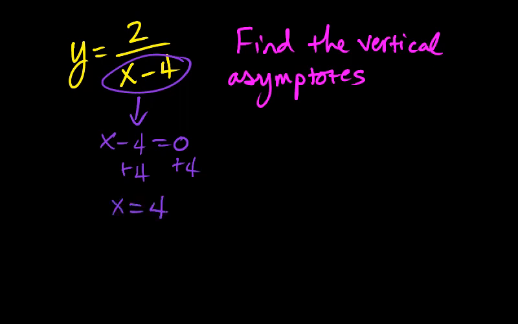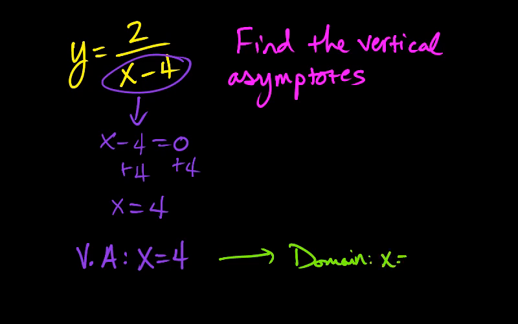And so your vertical asymptote would be at x equals 4. That would be the value that x can't equal for the domain. So if someone asks you what is the domain of this function, you would say that the domain is x cannot equal 4, because an asymptote is a line that the graph approaches but never touches. It's this value that the function will approach but not equal.